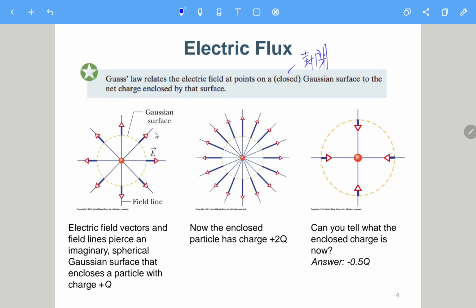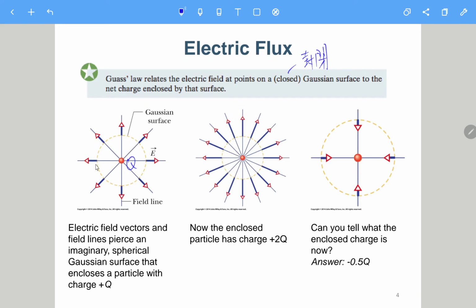Okay, so now we consider how to define the electric flux. Of course, this is just a demonstration. Suppose we have a charge here, and of course this is a positive charge. In the previous chapter, you know, a positive charge will generate some E field pointing outward. So now we consider a sphere with its center here, and with a certain radius.